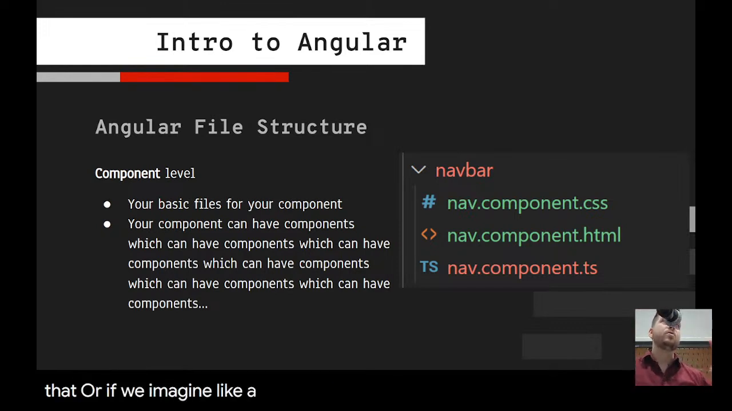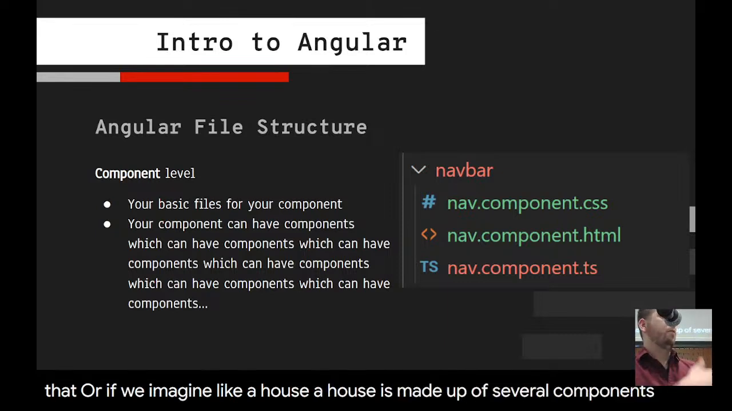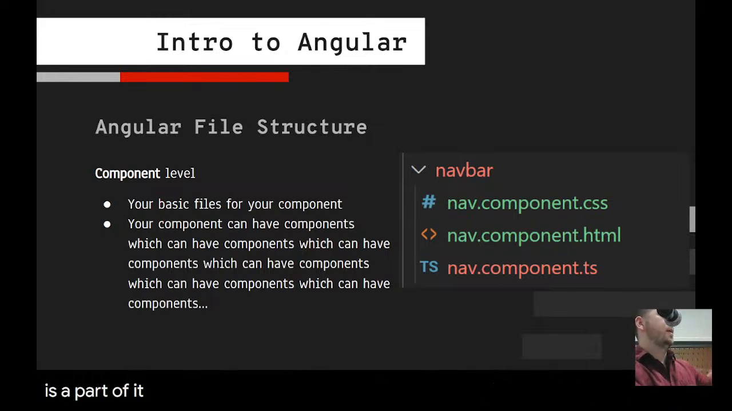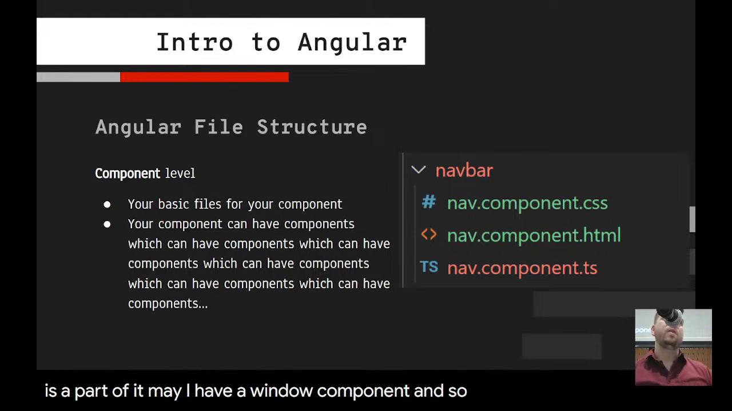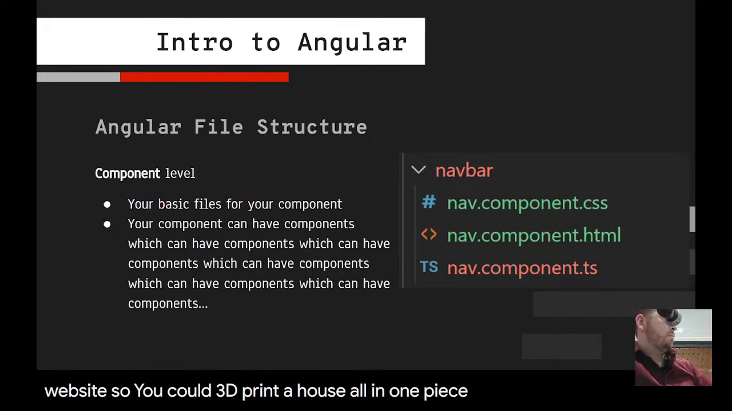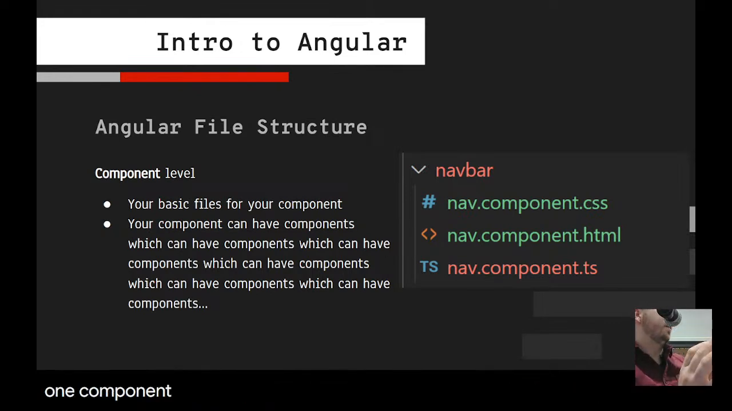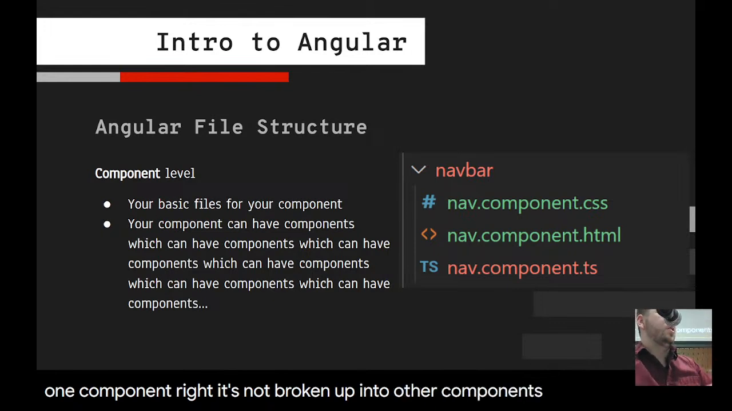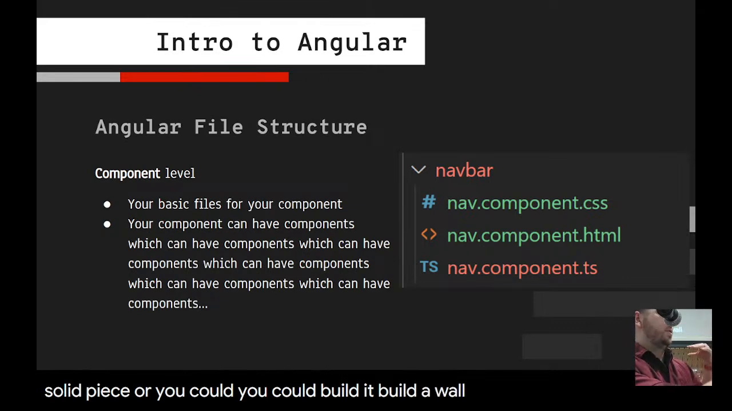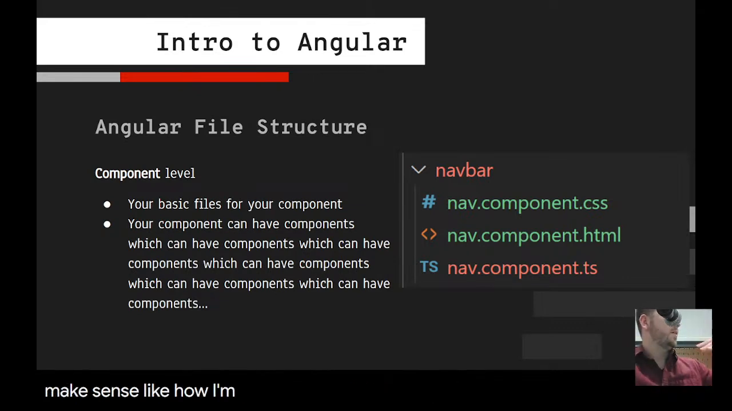Or imagine a house made up of several components. We have walls, which may be a component, and the wall may have a door component as a part of it. It might have a window component. All these different components make up the whole house, which would be analogous to a website. Hypothetically, you could 3D print a house all in one piece, and that would just be one component, right? It's not broken up into other components because it's all one solid piece. Or you could build a wall, and add a window. Does that make sense? Like how that might work out?